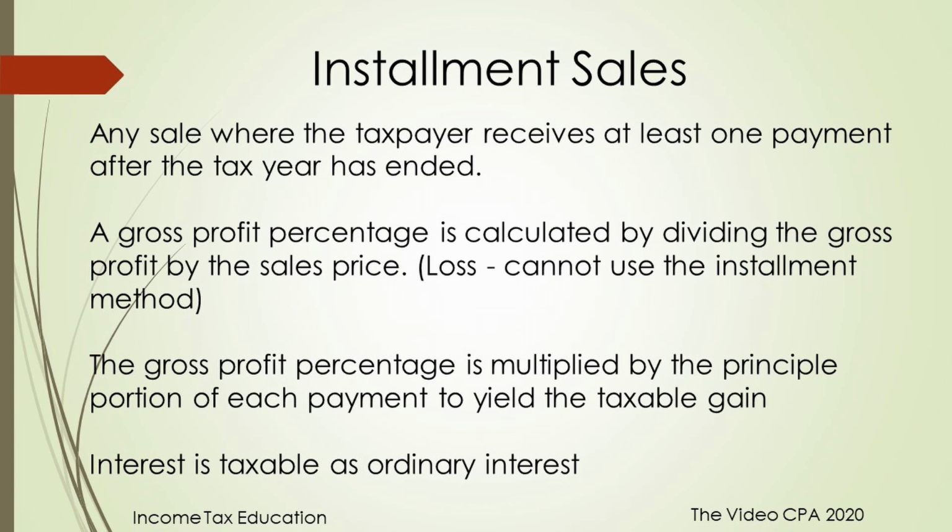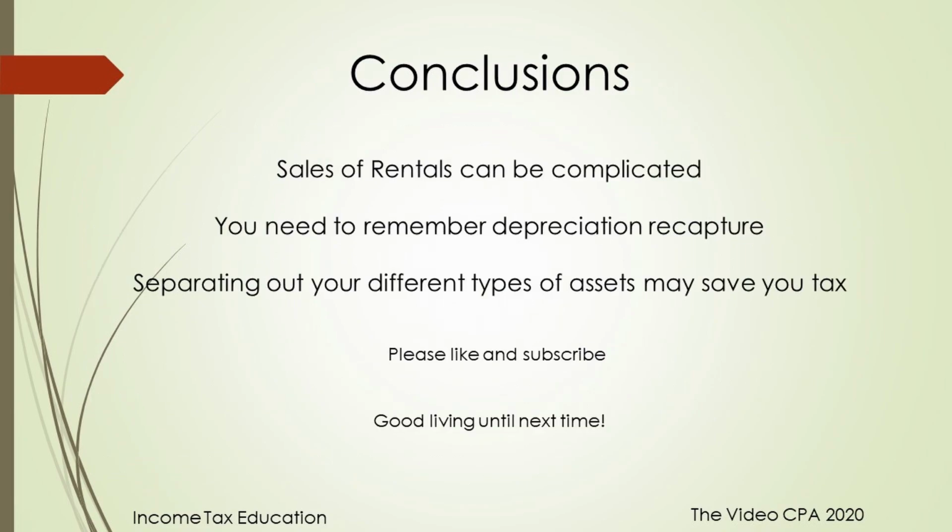A couple of other things to note about installment sales is you can't use them for losses. They're not going to let you spread your losses, and they don't work well with related parties. So if you're going to sell to a related party, you're going to have to really prove that there's a reason for it, and that this is an arm's length transaction, and so forth. To conclude here, sales of rental properties can be a little bit complicated. Just make sure that you have your original basis calculated right and your adjusted basis. And look at splitting out the land, because it can result in tax savings.